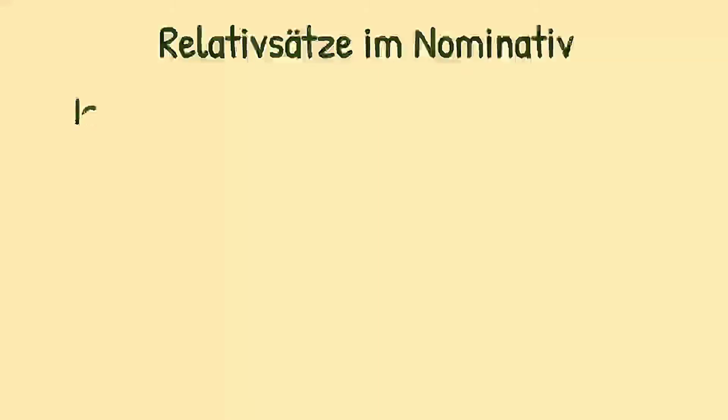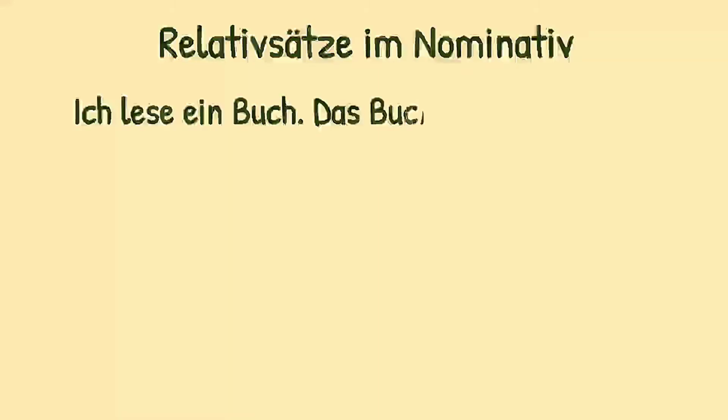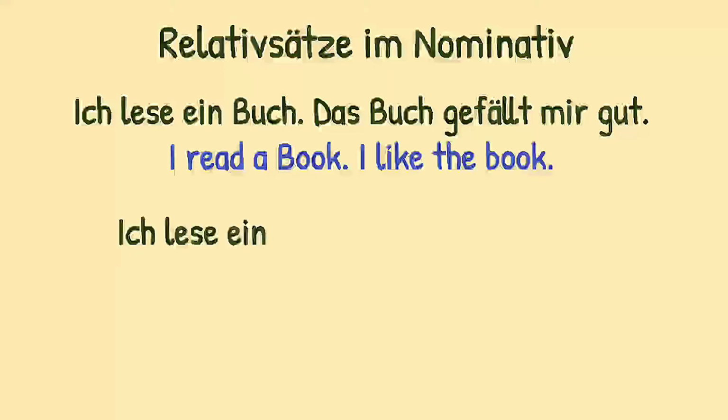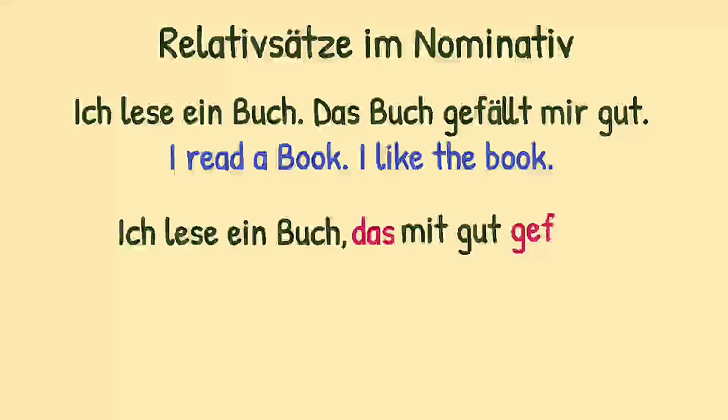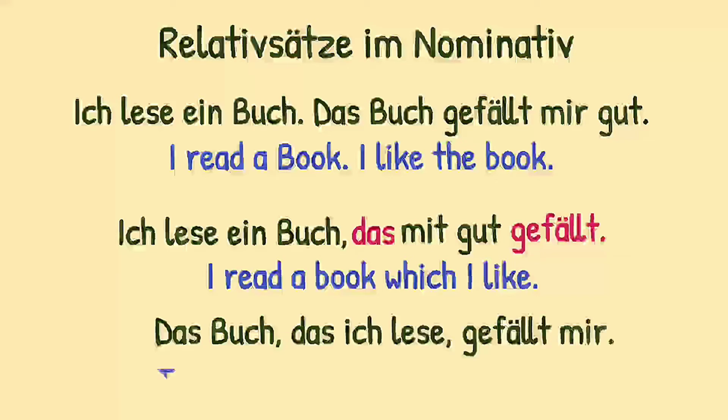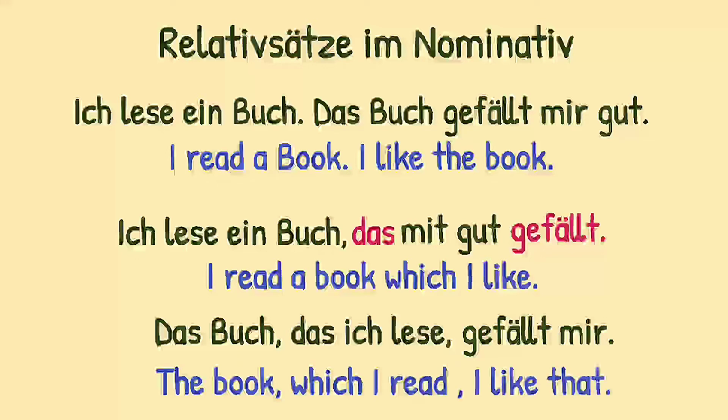Another example. Ich lese ein Buch. Das Buch gefällt mir gut. That means I read a book. I like the book. In Nebensatz you can say ich lese ein Buch, das mir gut gefällt. I read a book which I like. Or you can say, das Buch, das ich lese, gefällt mir. So this is another way of making relative sentences. Another examples in nominative and the next in dative.